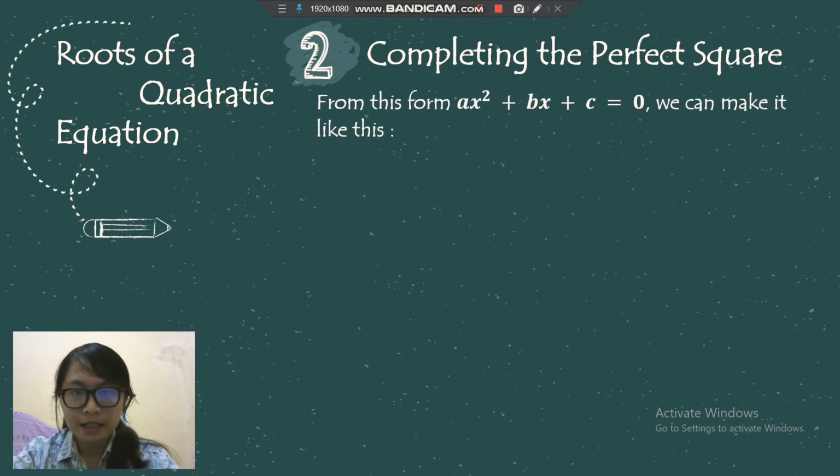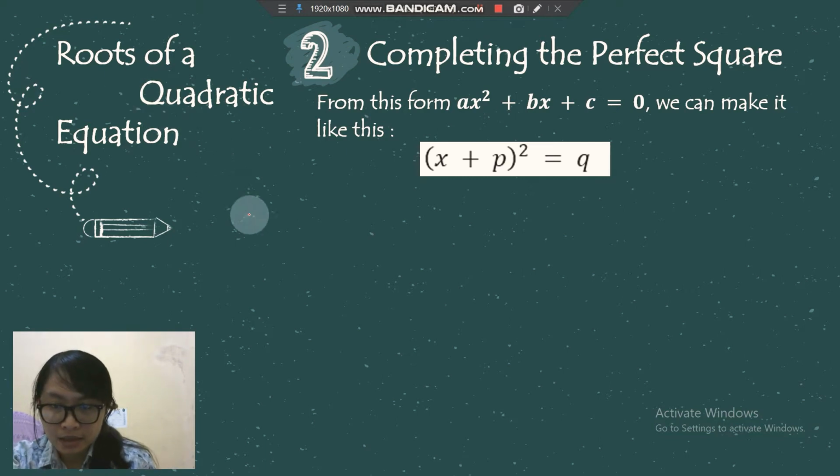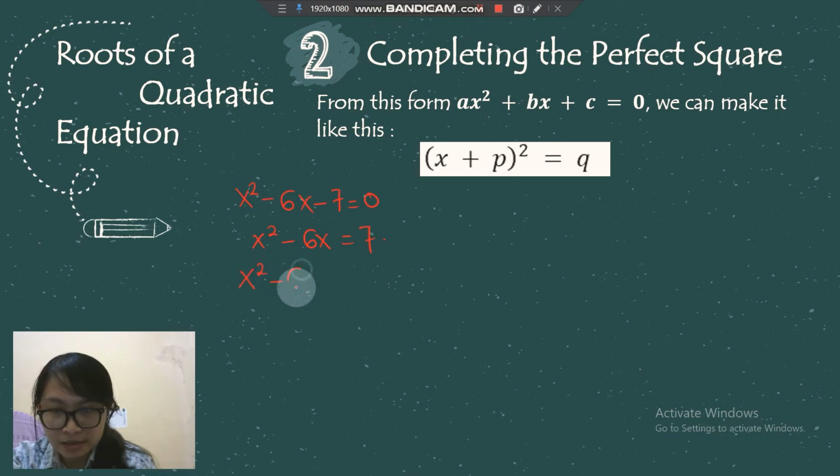From this form, ax squared plus bx plus c equals 0, we can make it like this: (x plus p) squared equals q. For example, there is the equation x squared minus 6x minus 7 equals 0. X squared minus 6x equals 7. We can make it like this: x squared minus 6x plus 9 equals 7 plus 9.